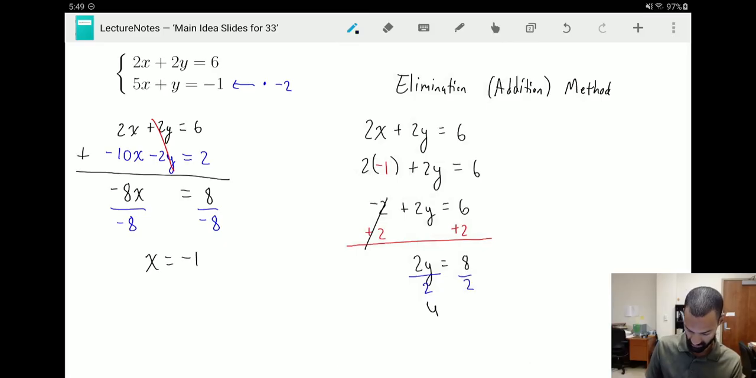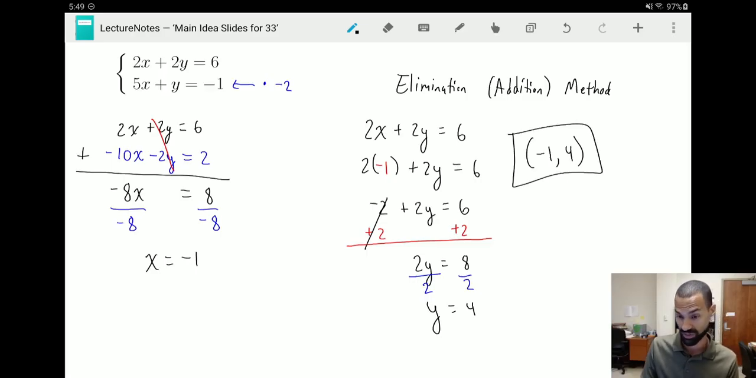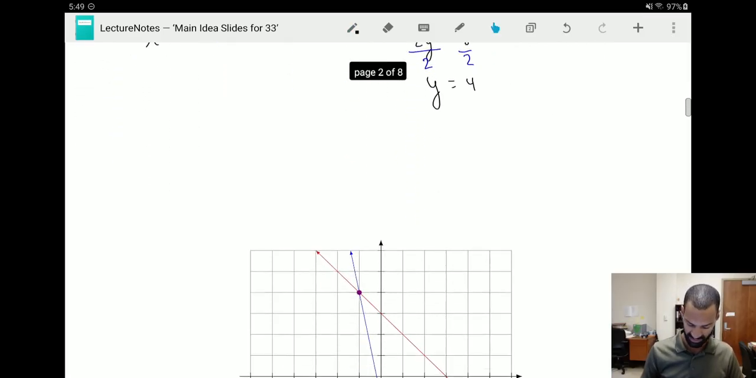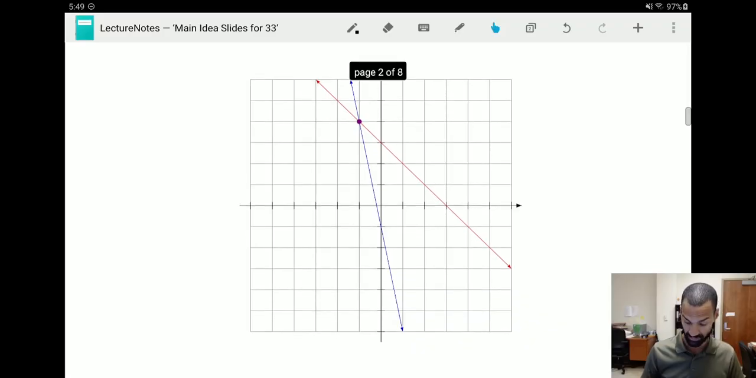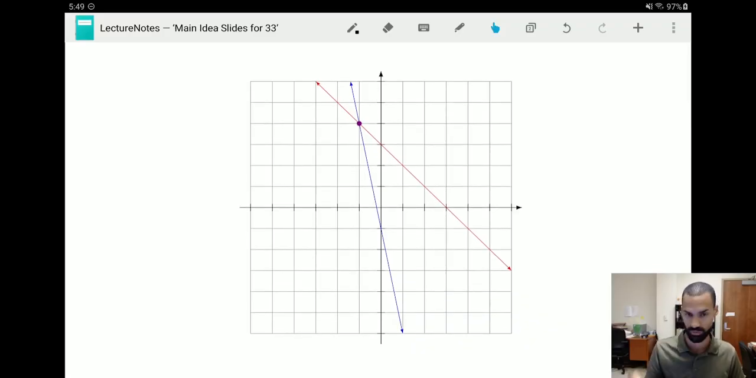And I get a y value. Y equals 4. So it turns out that negative 1 comma 4 is an ordered pair that works for both of those equations. Okay, and so you can actually visualize that. If you were to graph those two equations, you would see this right here. The red one represents the top one and the blue one represents the bottom one.